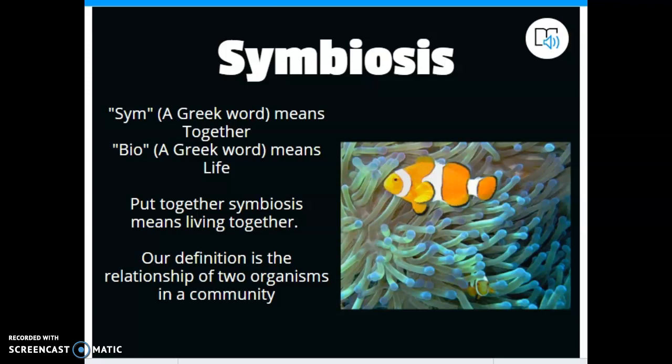So again, symbiosis is the relationship of 2 organisms in a community. So when we're talking about that, you know that 2 organisms are interacting. Now let's look at how these interactions can be different.